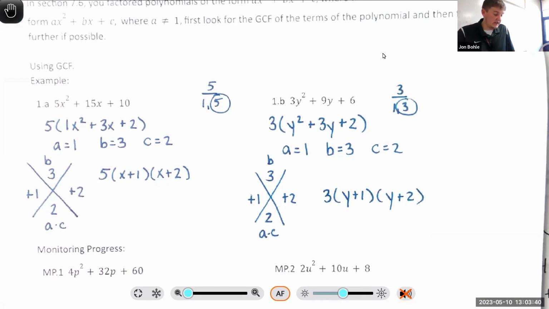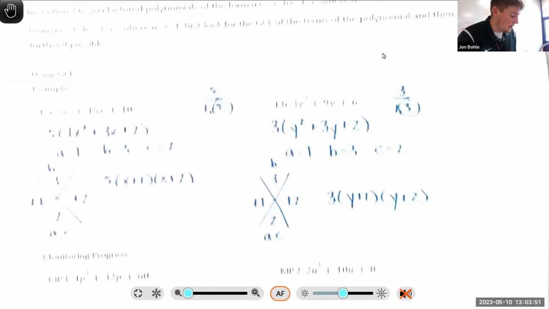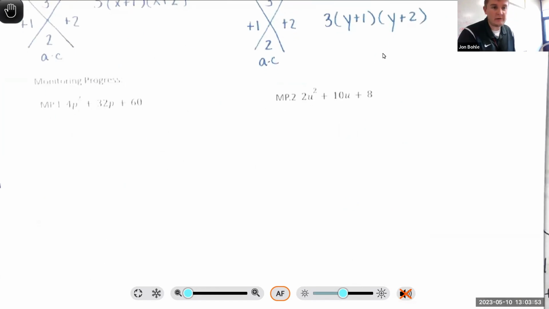Okay, let's take a second and work on the next 2 problems. So pause the video and then move down to monitoring progress 1 and 2. Unpause it when you're ready to see how you did. Okay, number 1 and 2, monitoring progress.